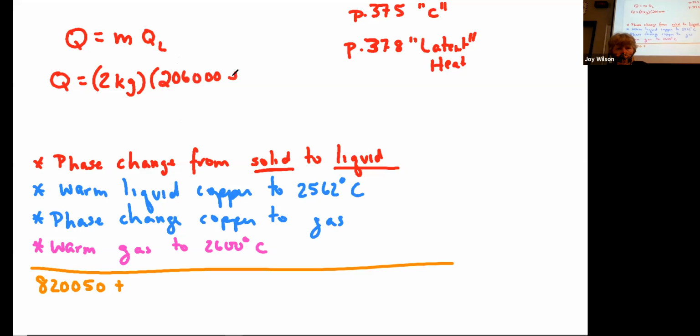206,000 joules per kilogram. I think I can do this math in my head. 12, carry my 1. 2 times 2 is 4. Joules.